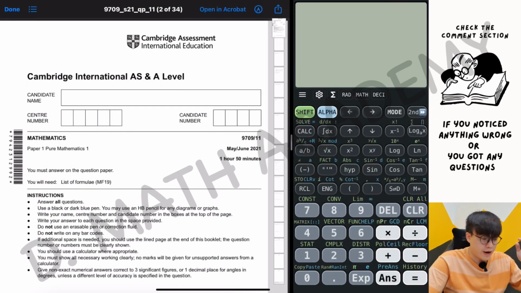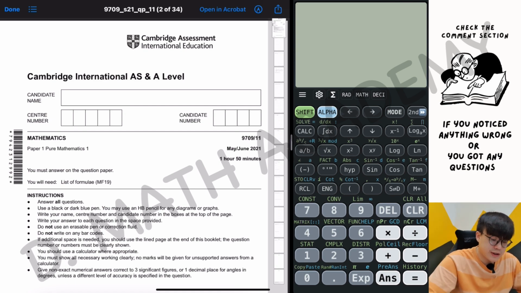So we are back at it again. Today we'll be doing our A-level paper 11 from May-June 2021. So without further ado, let's get started with our question here.